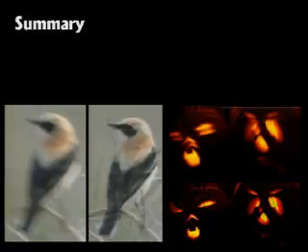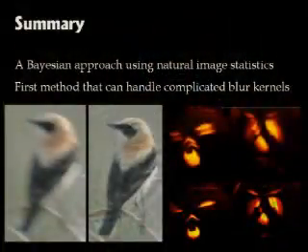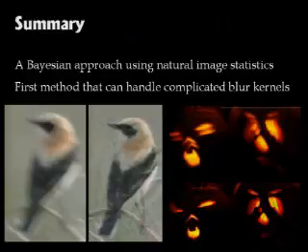So just to summarize, I think what we've shown is basically using natural image statistics and a good Bayesian approach is able to solve this problem that otherwise seems under-constrained, and there's been a lot of work on. And it's really the first one in deep learning literature which can handle these really complicated blur kernels. And I think this is reflective of the kinds of problems in vision which I find exciting.